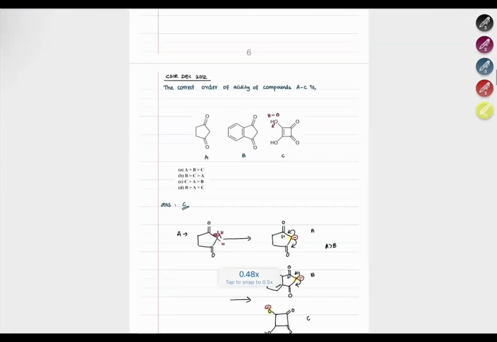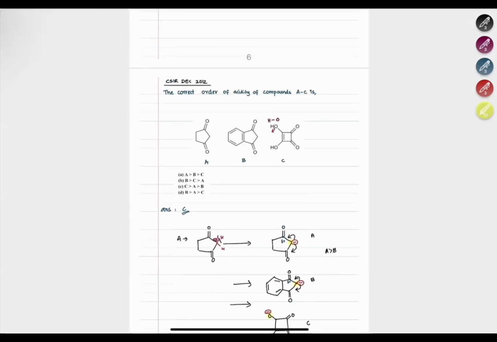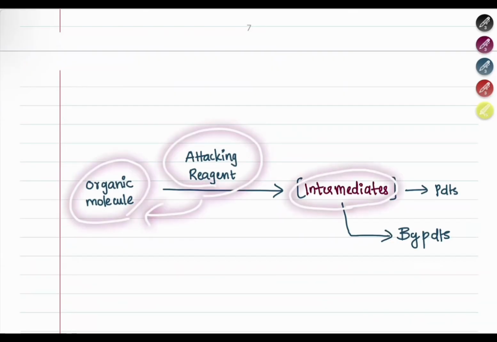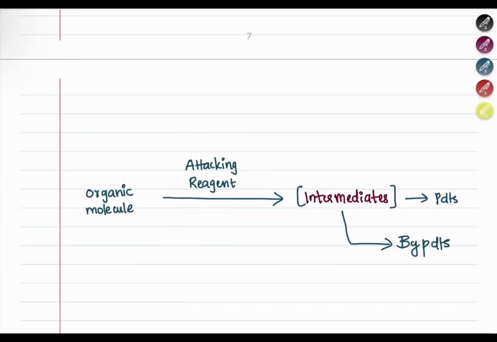Okay. So now we have discussed both acidity and basicity. Now we'll discuss general concepts in organic chemistry. In organic chemistry, reactions happen by an attacking reagent, which will attack an organic molecule. First we'll get intermediates, and from these intermediates we'll get products and byproducts. So every reaction will happen by the attack of an attacking reagent on an organic molecule or substrate. Now the attacking reagents are of two types. Either it can be an electrophile or it can be a nucleophile.